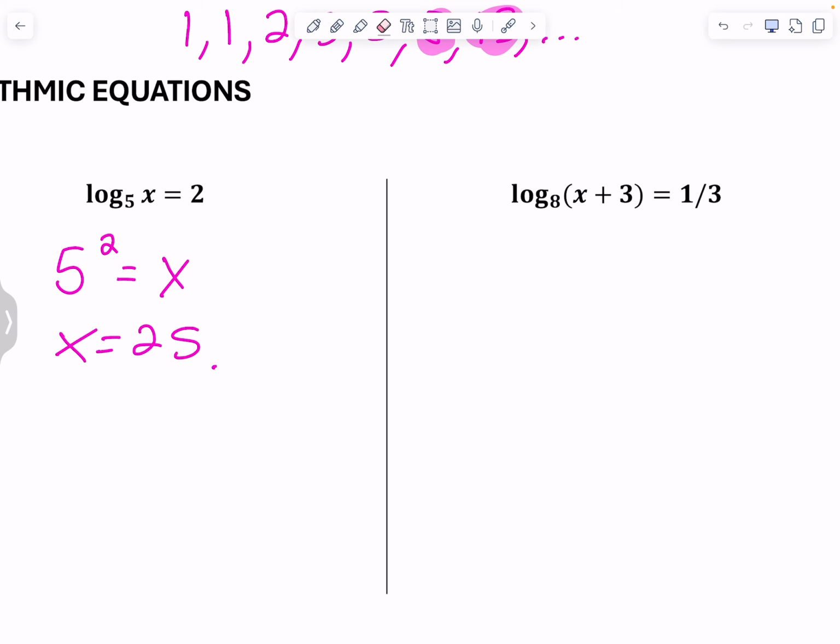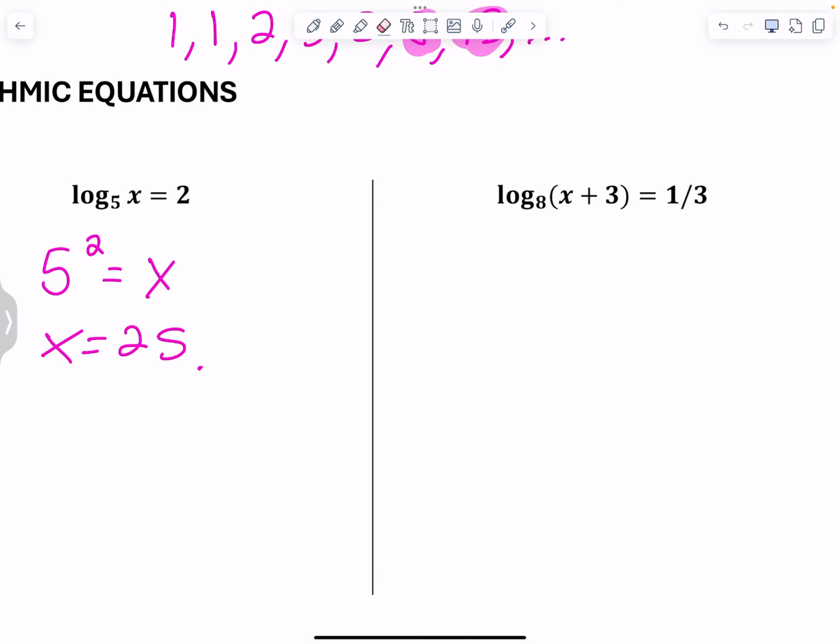So, okay, follow the pattern. Can you guys tell me what to write? 8 to the 1/3 equals x plus 2. Perfect.